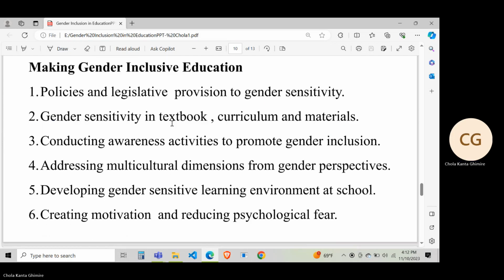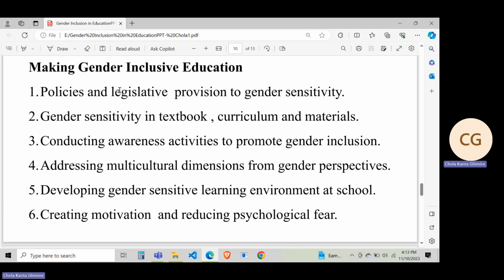Now we'll discuss the ways of making gender inclusive education. We have already discussed the concept of gender. We have already focused on three major terms: policies, strategies, and practice that focus on gender inclusion. Now, we are looking at gender inclusive education.